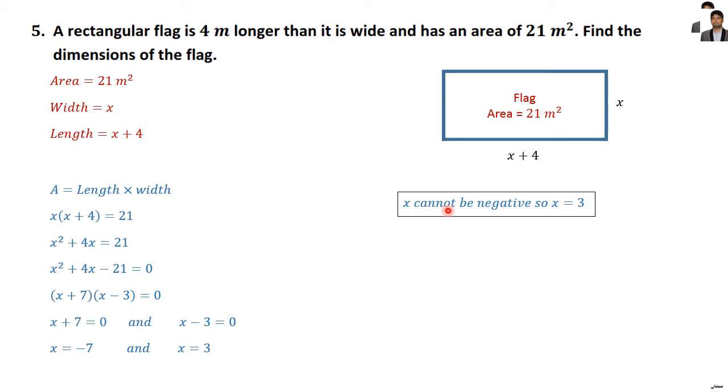As x cannot be negative. Why is that? Because x is the width of a rectangle. Length or width cannot be negative. So we take x is equal to 3 and we delete x is equal to minus 7. Hence, width, which is equal to x, is equal to 3, and length, what is x? x is 3. 3 plus 4 is equal to 7.